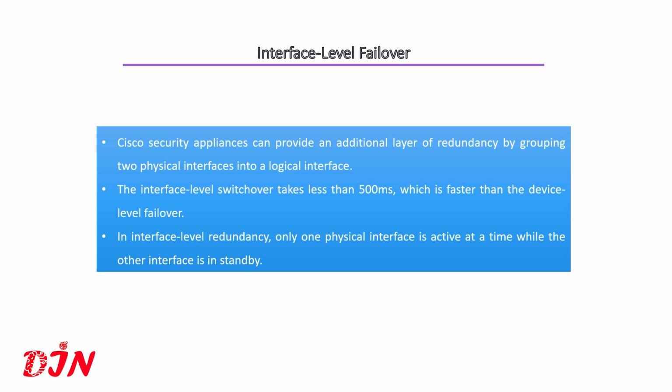In interface level redundancy, only one physical interface is active at a time, while the other interface is in standby. When the active interface fails, the standby interface starts passing traffic to avoid device level failover. When both physical interfaces of the redundant logical interface fail, the security appliance triggers the device level failover, assuming it is configured and enabled. You must use version 8 or higher to use the interface level redundancy feature.